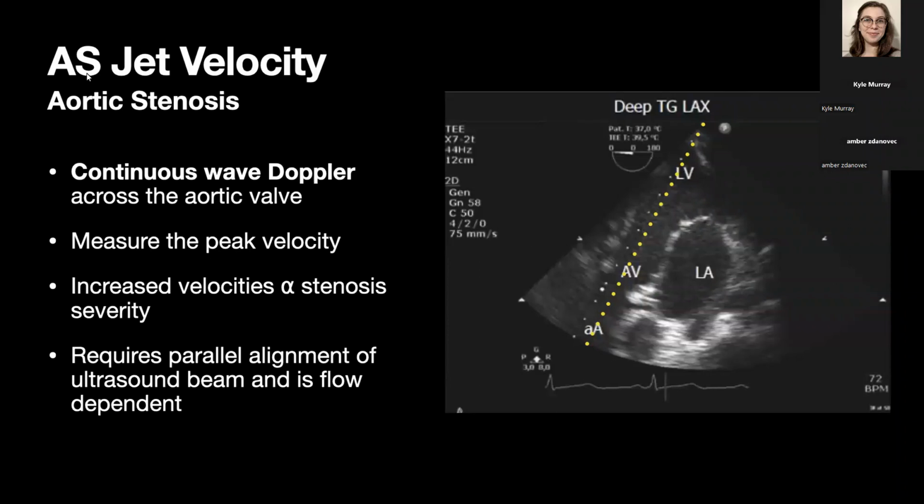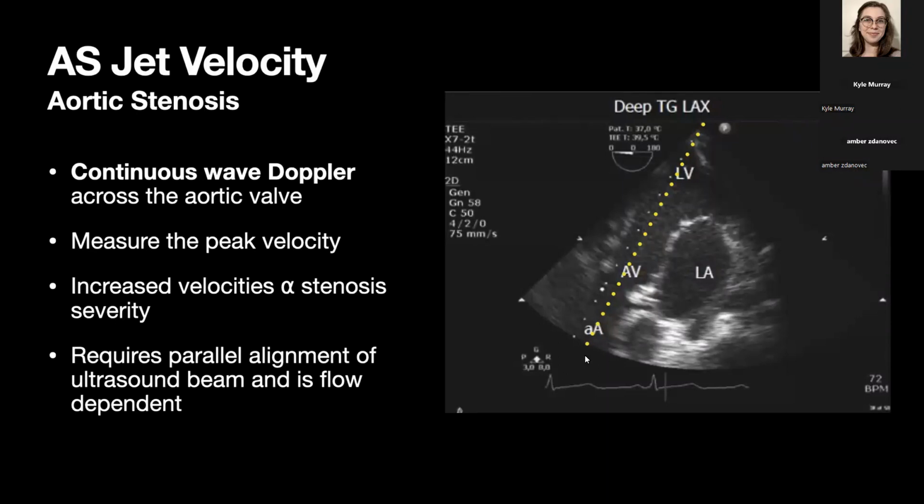So the first one is your aortic stenosis jet velocity. If you remember, you can line your beam up along the aortic valve here, and then you get measurements like velocity, for example. Remember, continuous wave Doppler is measuring the velocities along this entire line. So it's not measuring from a specific point, because that's pulse wave. Because it's continuously sampling, you can measure really high velocities. If you had a really tight valve, do you think you're going to have really high velocities or really low velocities?